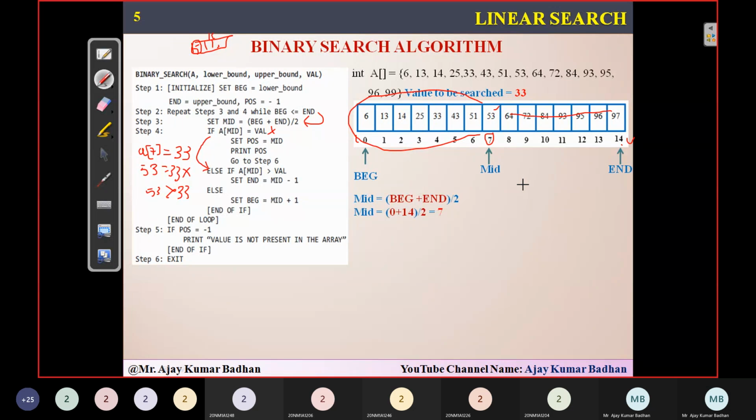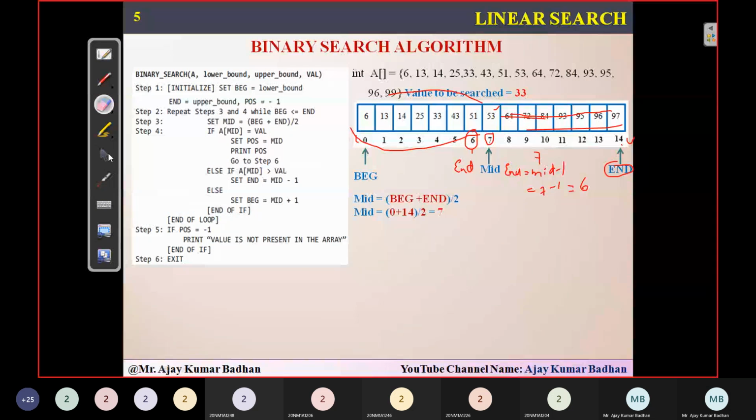I got the middle term. Now this end position needs to be changed. So end equal to mid minus 1. So what is the value of mid we have here? 7. 7 minus 1, what is the value you're going to get? 6. Now this is the one which will be acting as end, and this we are simply going to ignore. So let me show you how it is going to come now.